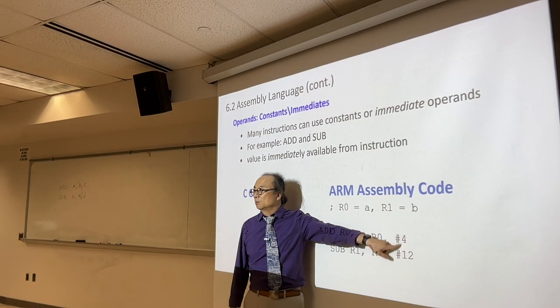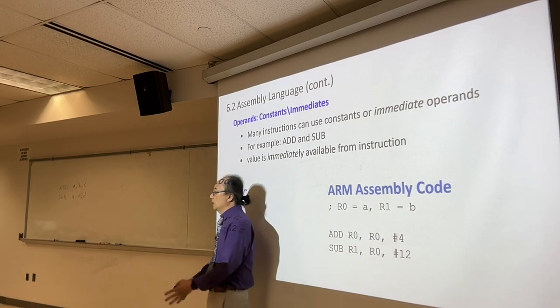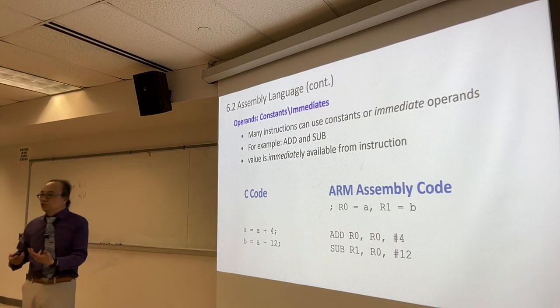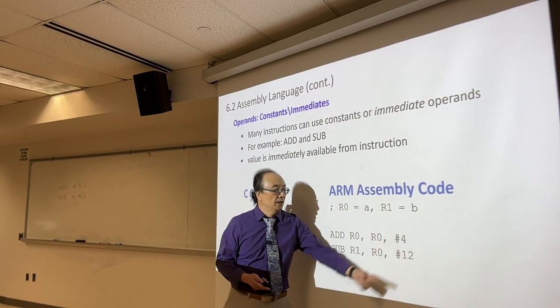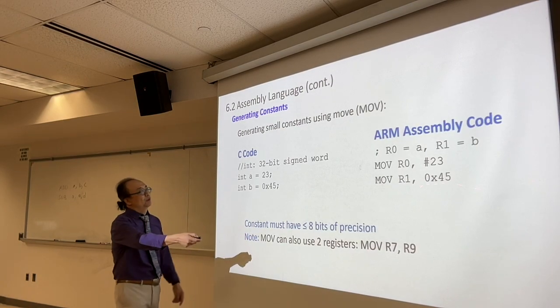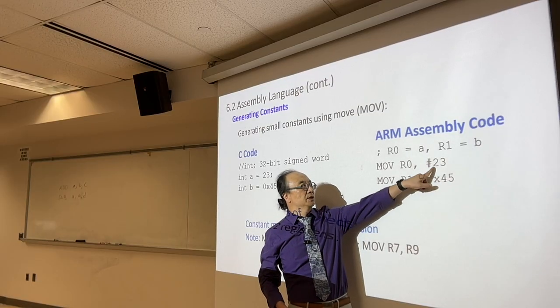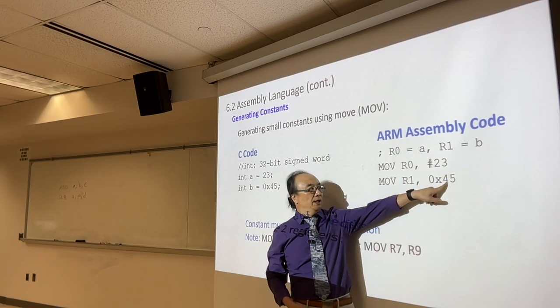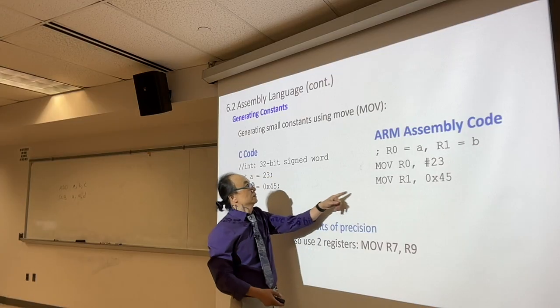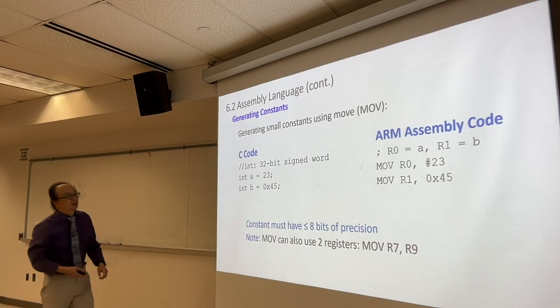You see the sharp? That's the decimal number. If you don't see any indication of the number, we're going to use both decimal and hexadecimal numbers here. So you have to distinguish this. Hey, this is the decimal. Hey, this is the hexadecimal. So your answer is going to be completely different.